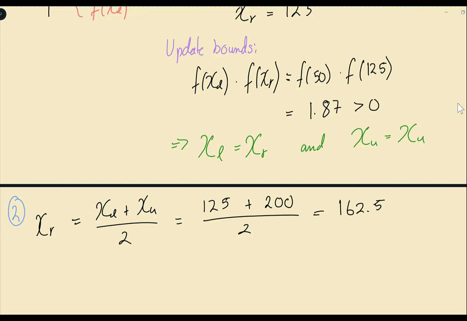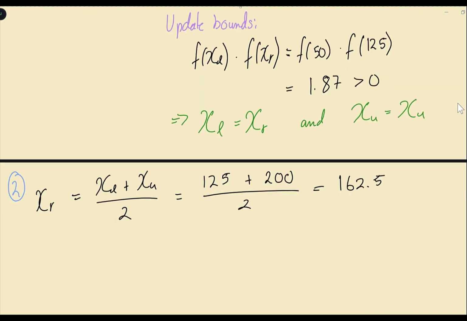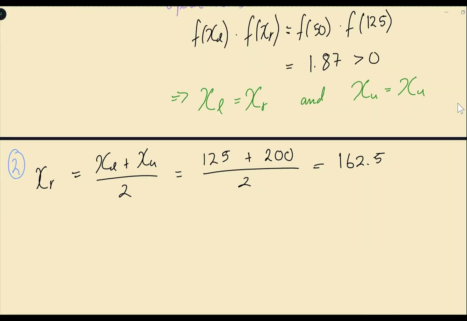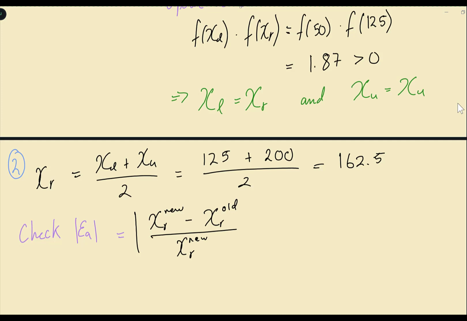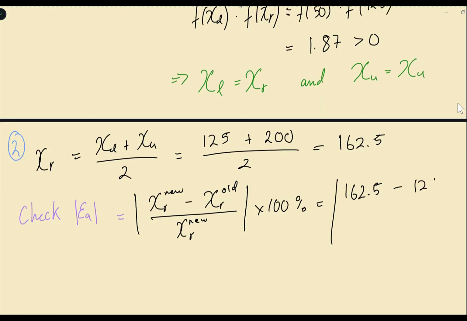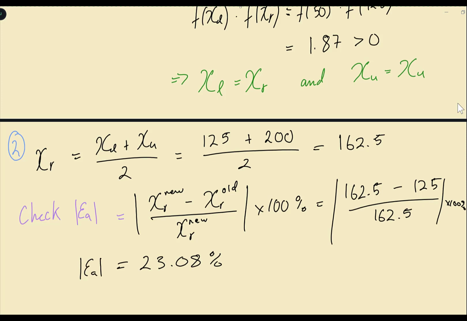Percent relative error, because we now have an approximation of the root. So in this case, we can check the percent relative error, which is this symbol, and we take the absolute value. This is equal to the new XR minus the old XR, divided by the new XR, times 100%. In this case, the new is 162.5 and the old is 125. Divide by 162.5 times 100%, and we get a value of 23.08%. So this is the absolute relative error from the second iteration.